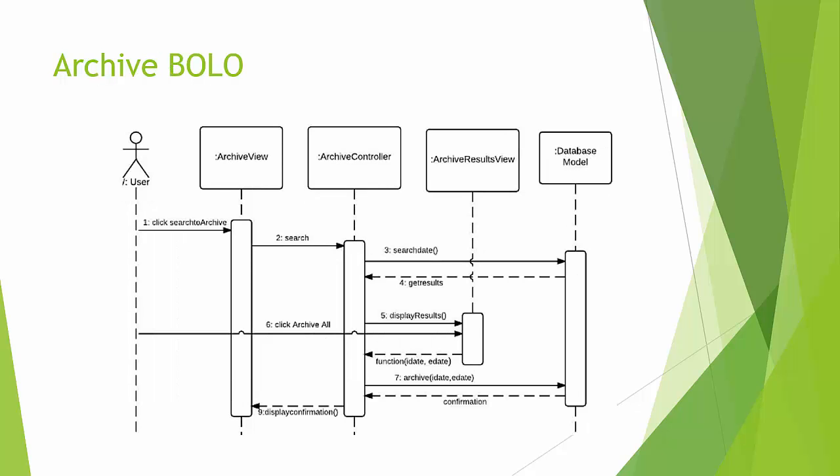This is the Archive BOLO sequence diagram, where we see that the user clicks on Search to Archive. Then, using a time frame from 2, he needs to enter a time frame and the system gets the result and displays it to the user. Then the user needs to click on Archive All in order to confirm the archive.